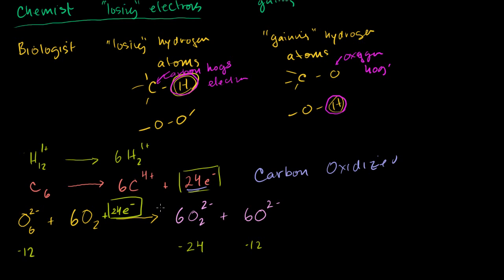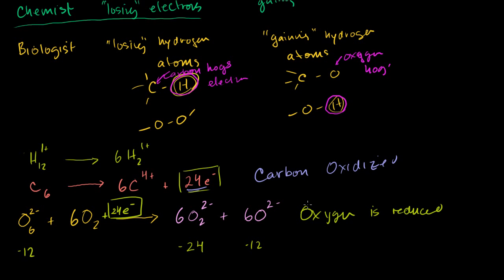So from the chemistry point of view, it's very clear. Carbon was oxidized, and oxygen, which gained electrons, right? It's gaining these electrons right here. Reduction is gaining. Oxygen is reduced. And this is all a bit of review, but it's nice to see it in the context of cellular respiration.